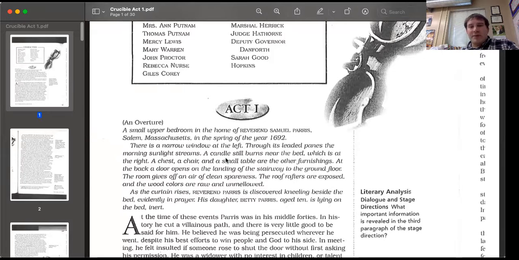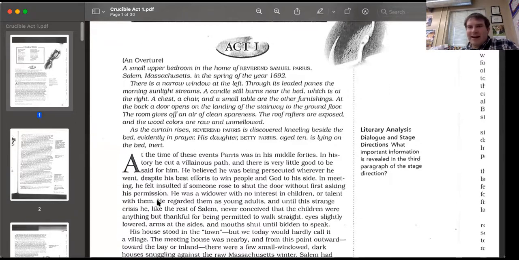If this was being performed, there would be a person in charge of set design, and they would take this information right here and make the set look as close as possible to it. Then down here, we get stage direction of where the characters are at when the play begins. Then we get into the long exposition.